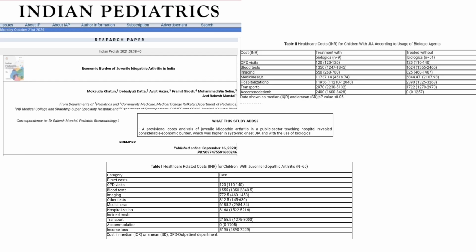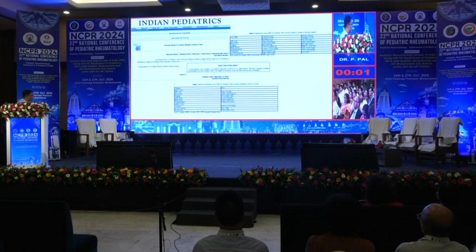This was a study done by Rakesh on the economic burden. You can see he comes from a government hospital. Even there, he said that provisional cost analysis revealed considerable economic burden, which was higher in systemic onset JIA with the use of biologics. One of the things he had taken into account is the cost of transport and accommodation. One has to remember that some of our patients come from very far off, 200 kilometers, 300 kilometers. They have to travel, maybe they have to take a day off to come to us.